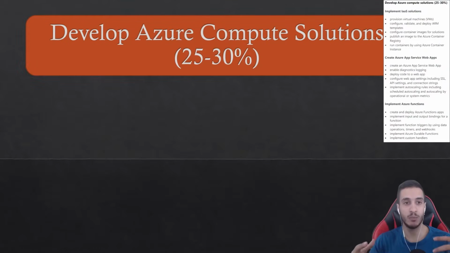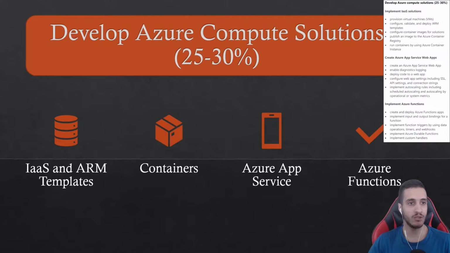So we will start off with the first section of the exam, which is Develop Azure Compute Solutions, and that forms 25 to 30% of the exam, which is actually the bulk of the exam. So what I'm going to do is keep a copy of the syllabus right here at the top so we can make sure that we go through the syllabus one by one and have you covered for the whole exam. Under that section, we have four main topics, starting with IaaS and ARM templates.